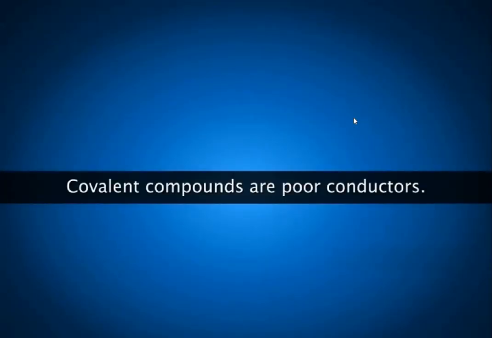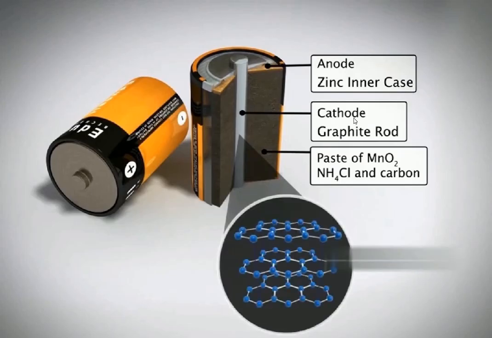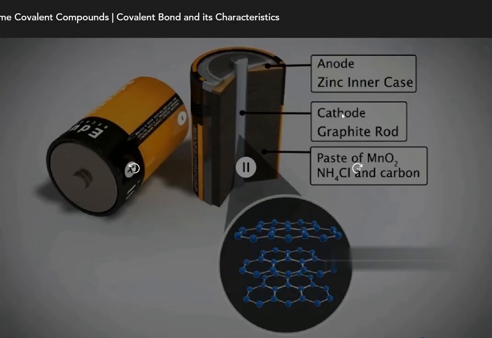A covalent bond results in neutral compounds with no free electrons. They are poor conductors of electricity. Graphite is used as an electrode in batteries. Though it is a covalent compound, it conducts electricity because a few electrons travel between layers.